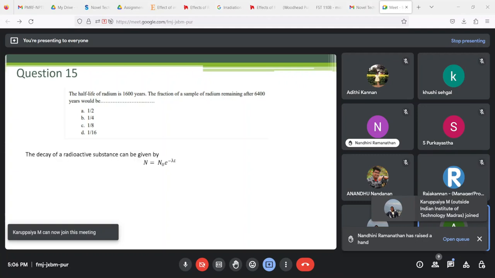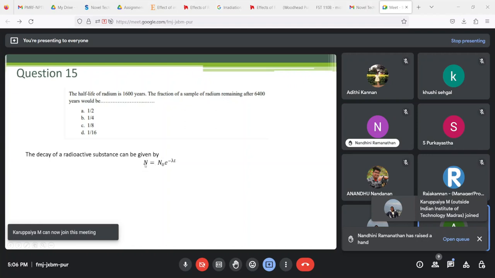So the half-life is the time taken for half of its radioactivity to be lost. So that is known as the half-life. Basically, your T half will be at the time point where half of the radioactivity of the substance is lost. This is given, for any general equation, as n is equal to n naught e power minus lambda t.